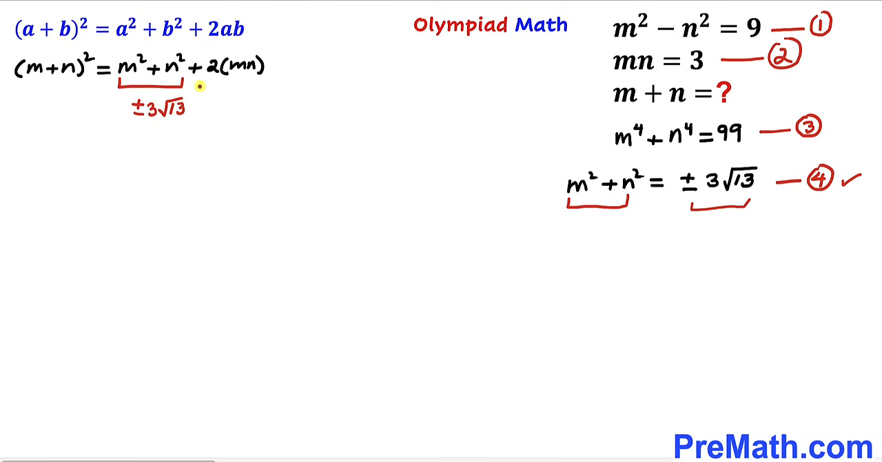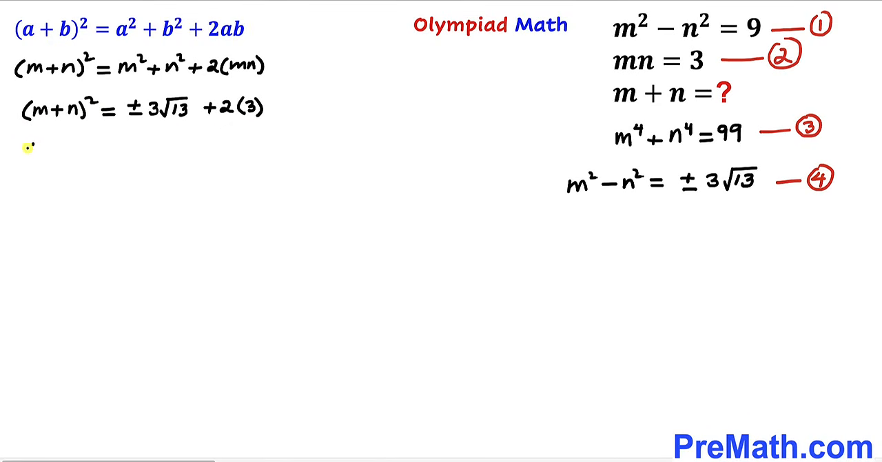And likewise, if we focus on equation 2, m times n value is 3. So I'm going to substitute that value 3 over here. So therefore let's go ahead and substitute. So we got (m plus n) whole square is going to be equal to positive or negative 3 times square root of 13 plus 2 times 3. And now we can see 2 times 3 is 6.